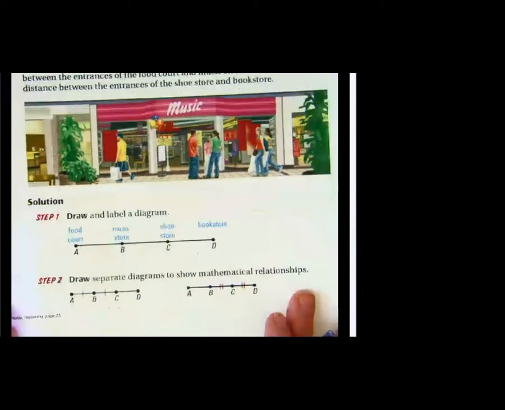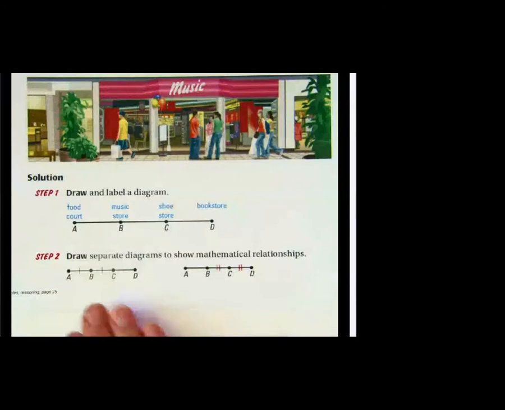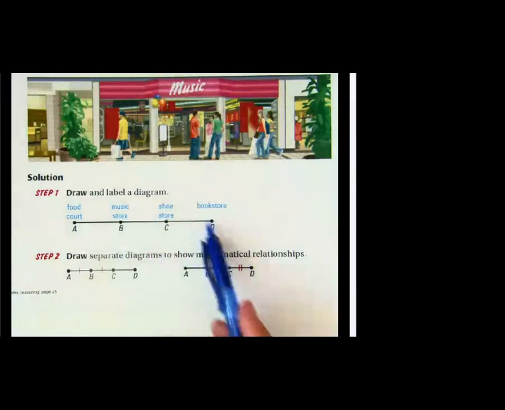So what you have to do to be able to understand it is draw two drawings that both do the same thing, that say both of the two circumstances. So here's one of the circumstances that was described in the words. AB is the same as BC. So the same between the food and the music and the shoe. And then I've done it again to say BC is the same as CD. Between music and shoe is the same as between shoe and book.